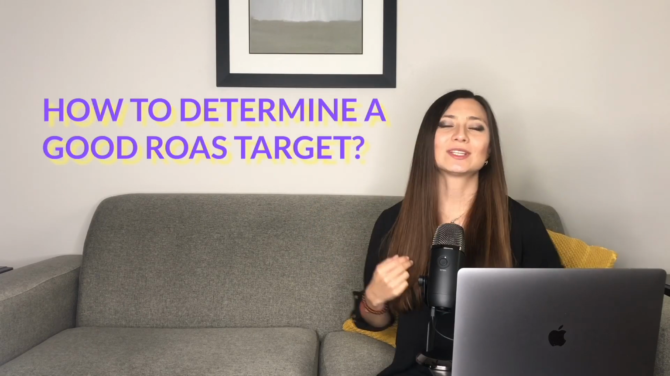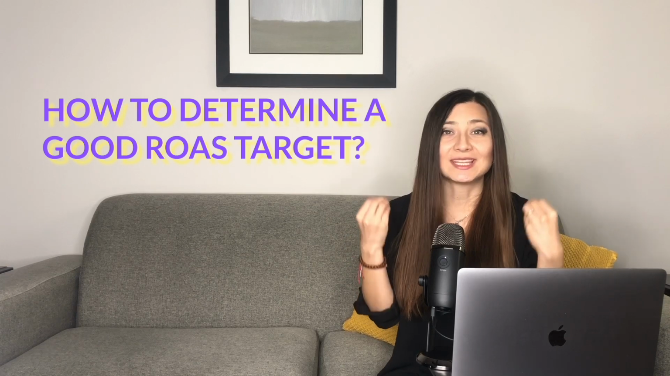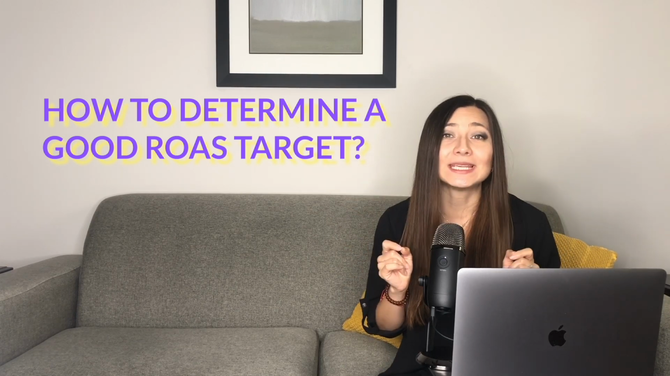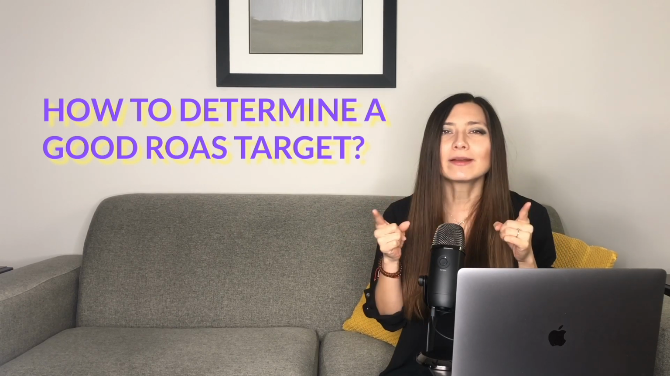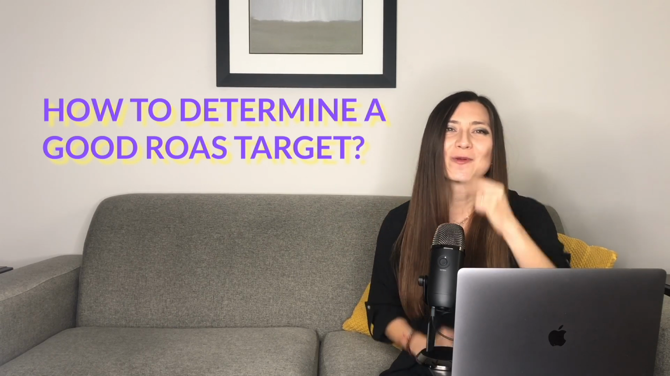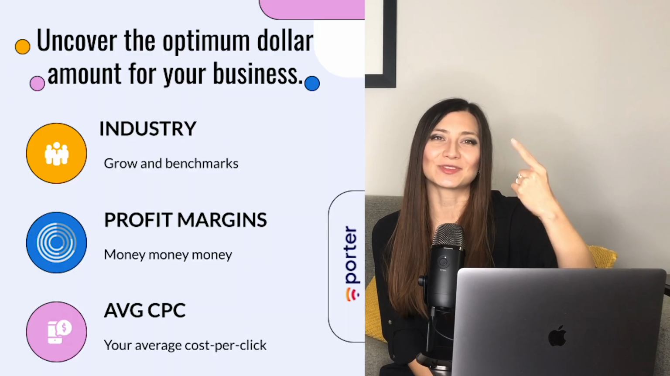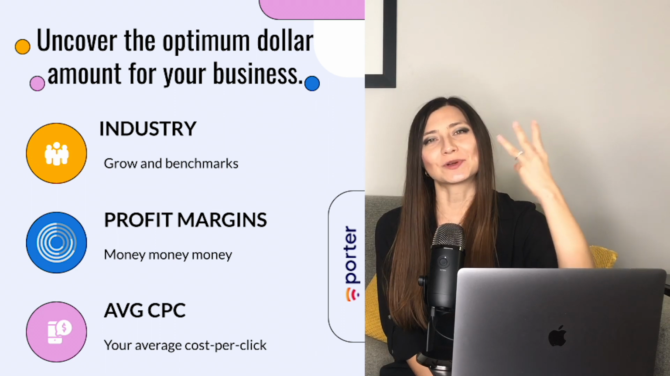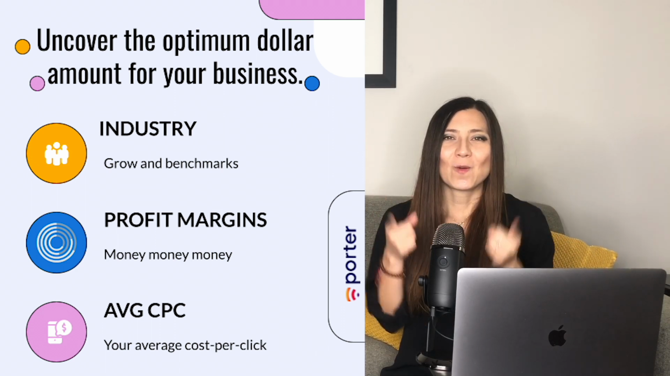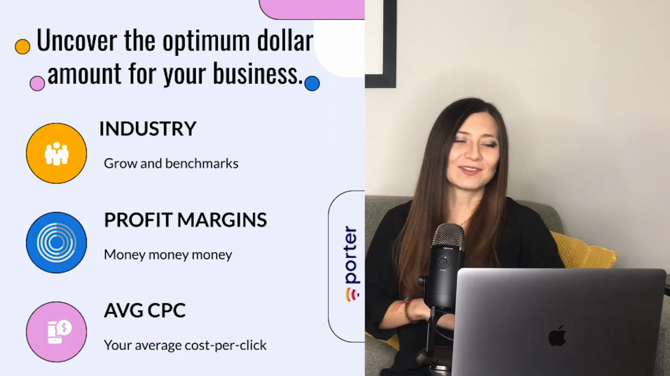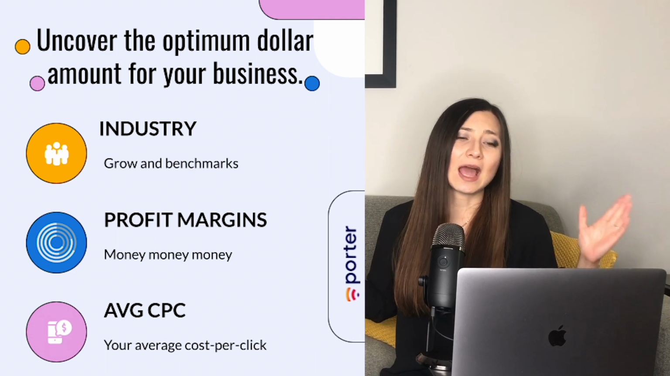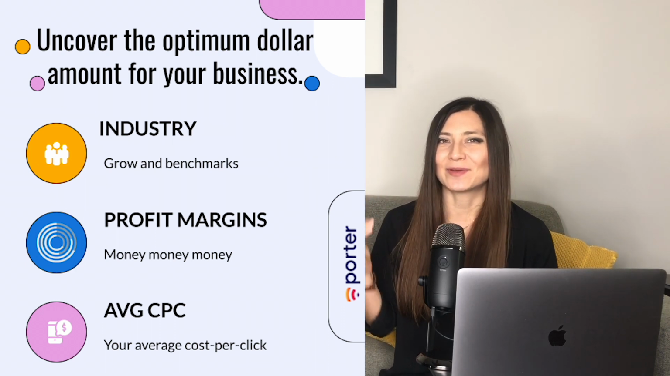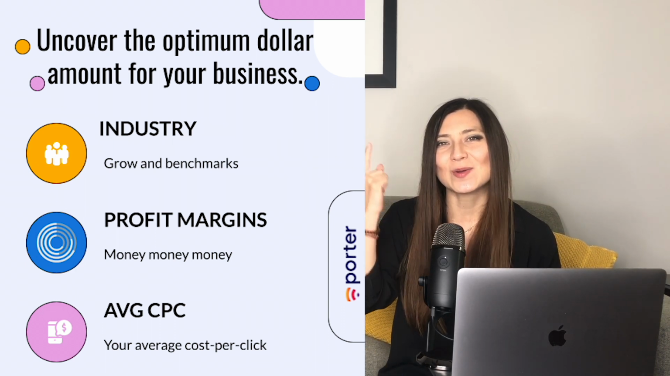This is another question that comes to our minds when measuring the ROAS, and it's to determine a good one for our company or for our business. And here is when you need to think about the following. First, your industry. Second, your profit margins. And third, your average cost per click, CPC. Once you figure out these details, you can solve this question by uncovering the optimum dollar amount for your business. So here it is not only about the ROAS, but how you read it.